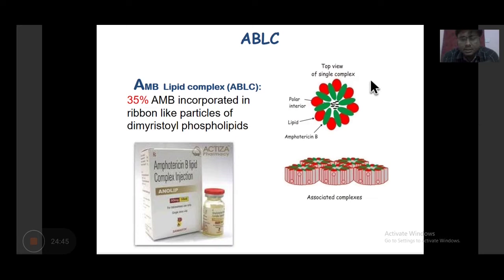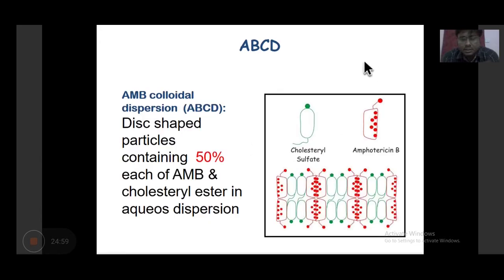As we are discussing the lipid preparations, ABLC, I told you, just remember it has 35% amphotericin B, and if you can remember, it's good to know that dimyristoyl phospholipid is inside it. Then comes the other one, ABCD. The full form is Amphotericin B colloidal dispersion. ABLC was ribbon shaped, this one is disc shaped, and it has 50% amphotericin B, whereas that had 35%. There it was dimyristoyl phospholipid, here it is cholesterol ester. So it is enough to remember these three things: the full form, the percentage, and the phospholipid which is there.